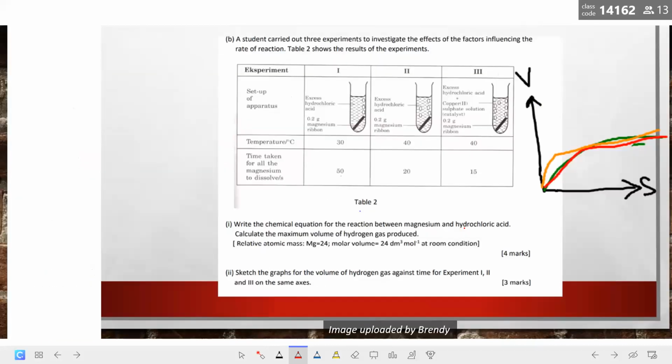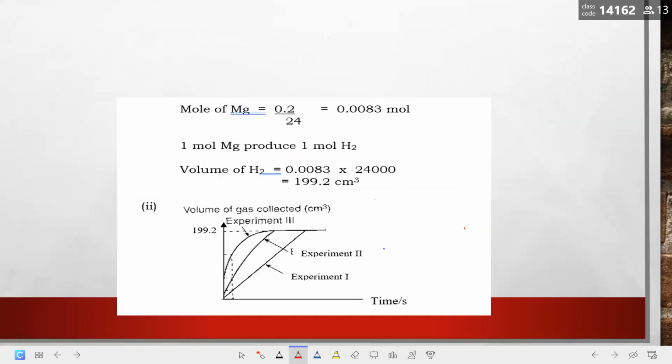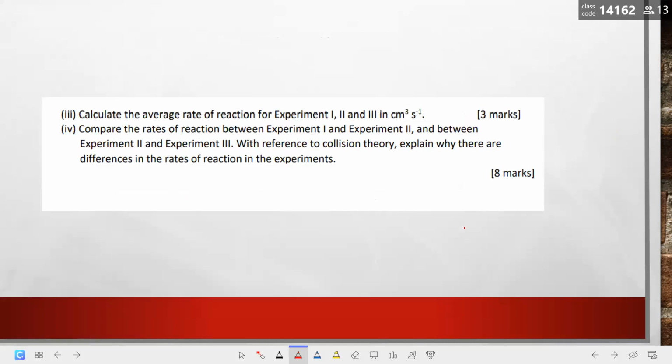Yes, sir. Okay, very good. Okay, now we are going to do, so this is the marking scheme. But never mind, teacher already taught you how to get the answer, yeah? Now we go and answer this question. What is my average rate of reaction for experiment 1, 2, and 3? 3 marks now.